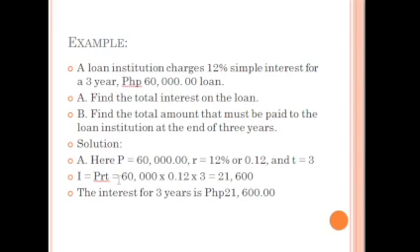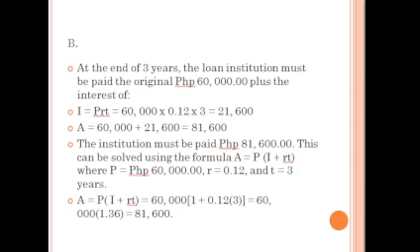So I is equal to PRT. So 60,000 times 0.12 times 3, that is 21,600. So the interest for 3 years is 21,600 pesos. Now we will go to B.